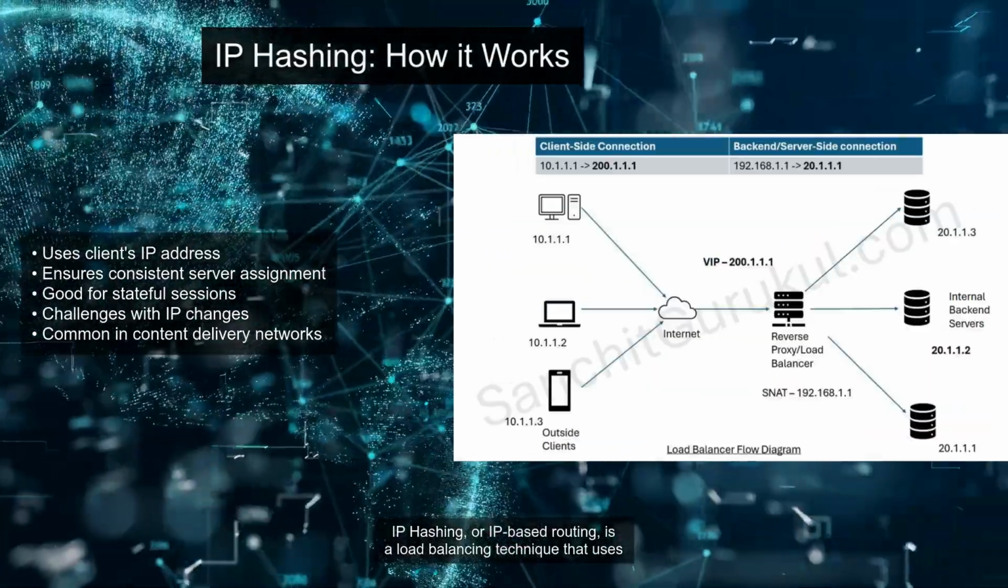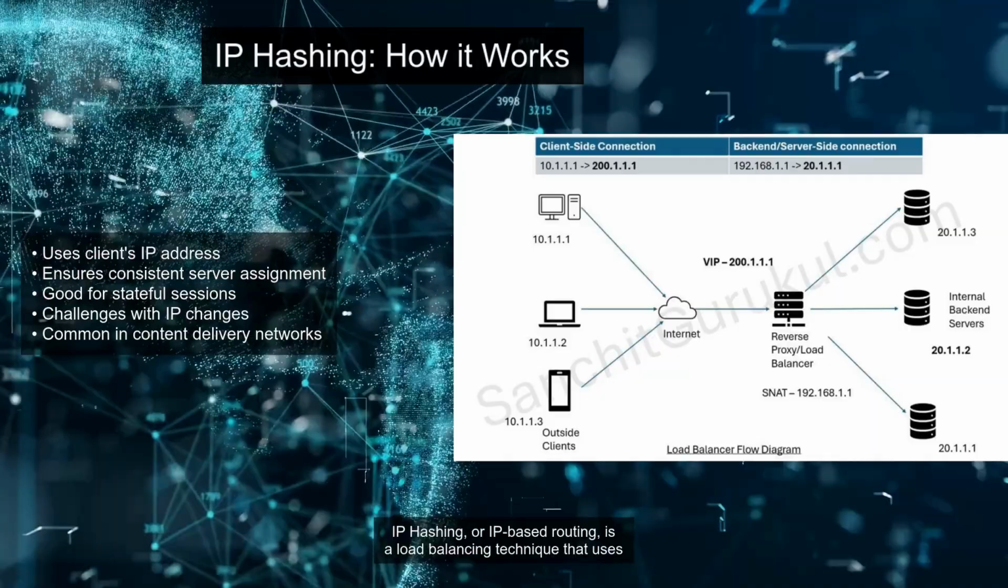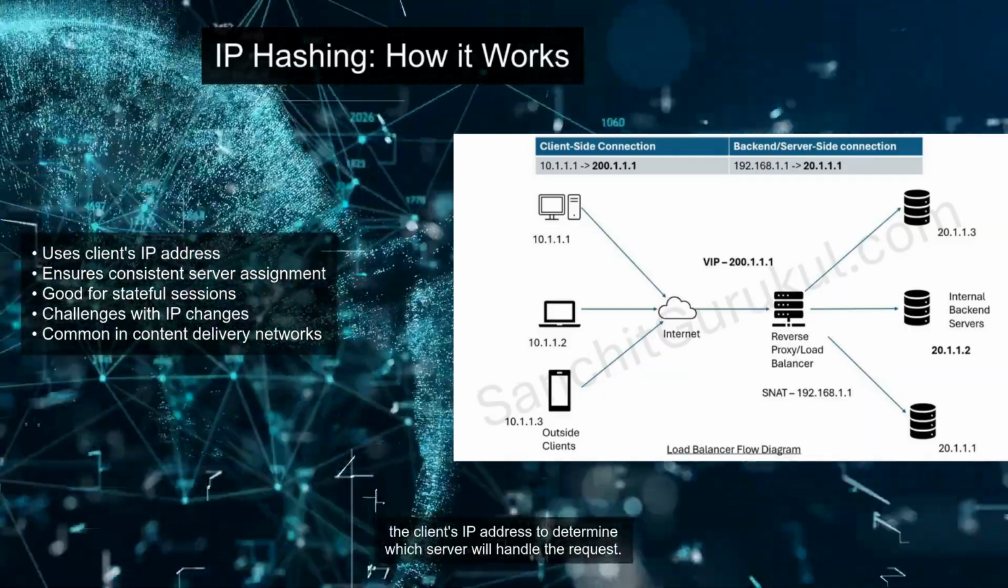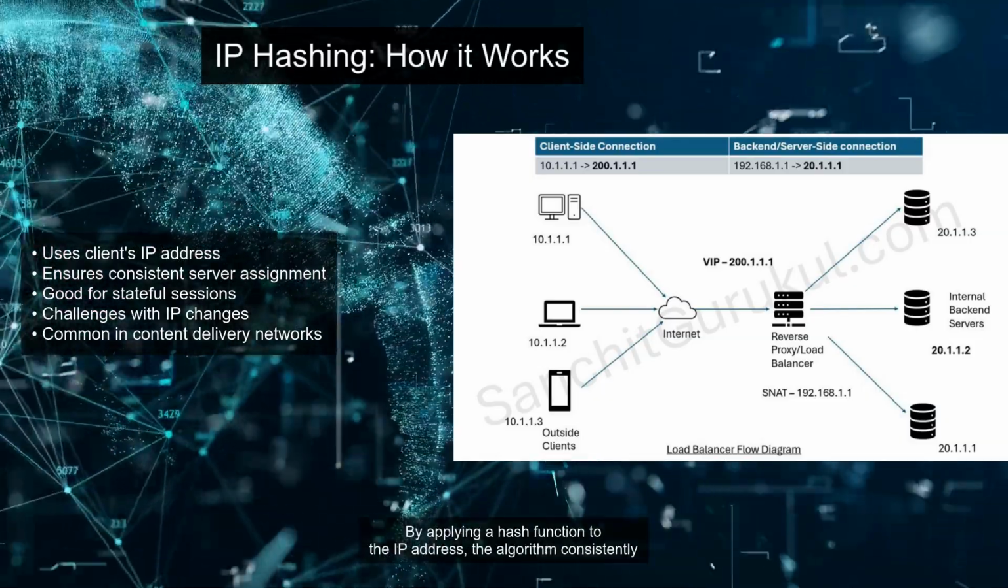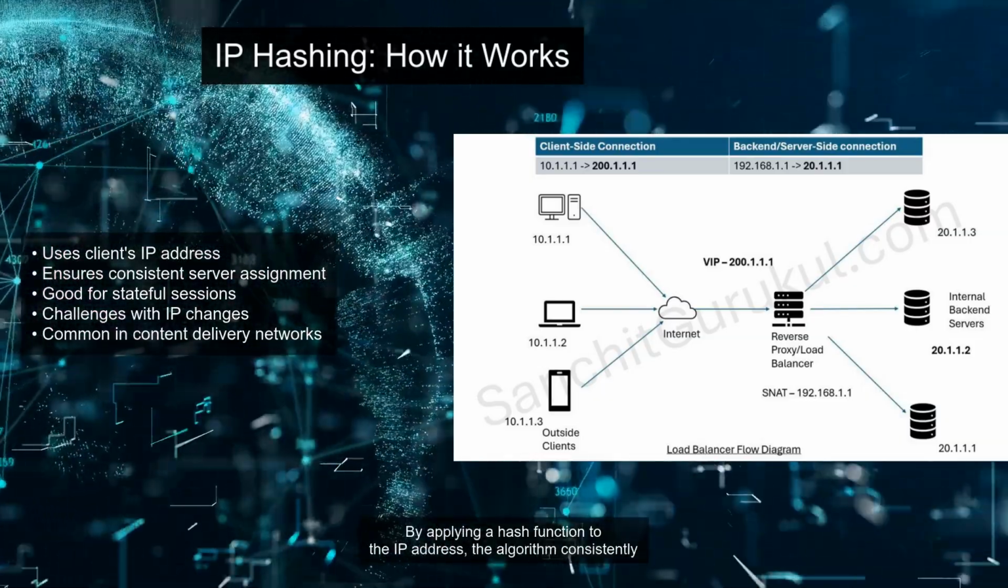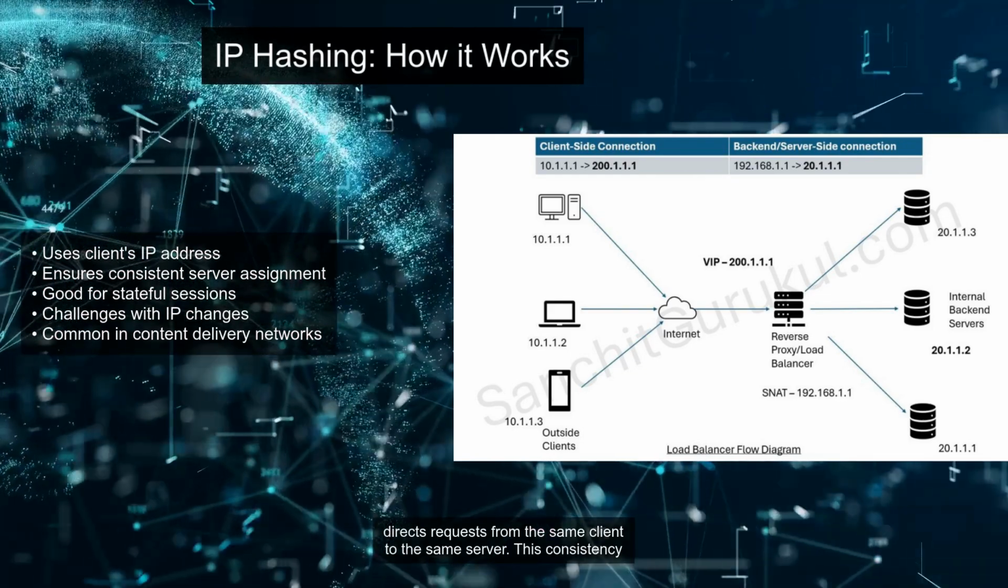IP hashing, or IP-based routing, is a load balancing technique that uses the client's IP address to determine which server will handle the request. By applying a hash function to the IP address, the algorithm consistently directs requests from the same client to the same server.